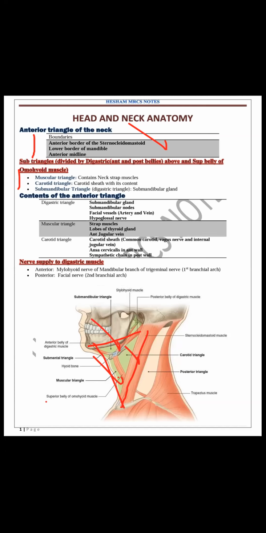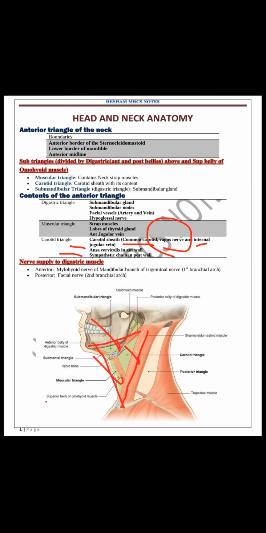Then you have the submandibular or, excuse me, digastric triangle containing submandibular gland and lymph node, facial artery and vein, not only hypoglossal, but also marginal mandibular and lingual. Muscular triangle contains lobes of the thyroid gland, strap muscle, anterior jugular vein. Carotid triangle contains carotid sheath, which contains common carotid, internal jugular, and the last four cranial nerves. Also ansa cervicalis in its anterior wall, sympathetic chain in the posterior wall.